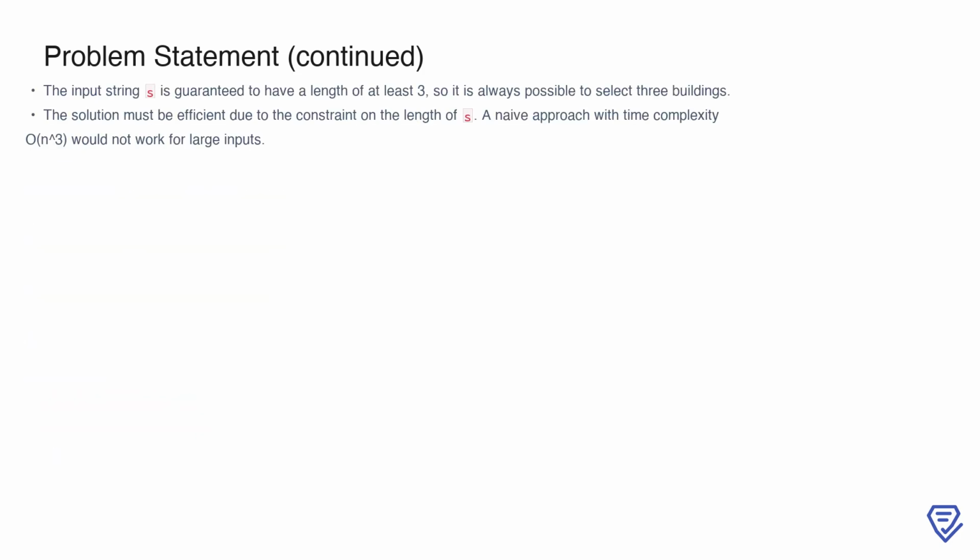It's important to note that the input string S will always have a length of at least 3, so it's guaranteed that selecting 3 buildings is possible. However, due to the constraint that S can be as long as 100,000 characters, the solution must be efficient. A naive approach that checks all possible combinations of 3 buildings would have a time complexity of O(n^3), which is not feasible for large inputs. Instead, the solution needs to be optimized to handle the constraints efficiently while ensuring correctness.